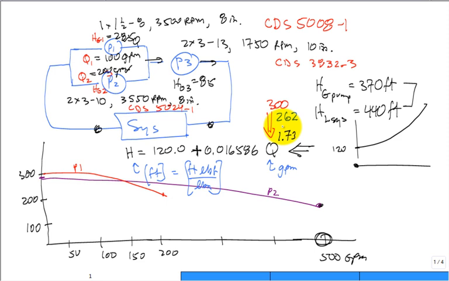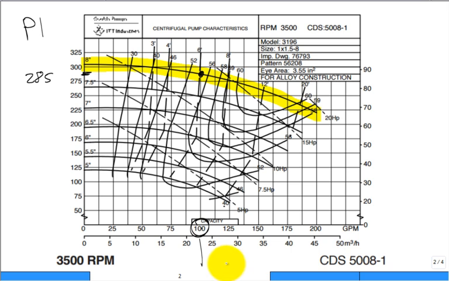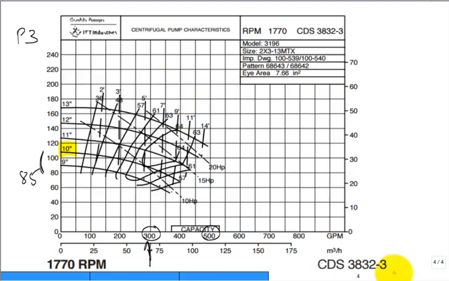Somebody says, check me on that. Okay, well, what I'd do is I'd come over here and I'd say, let me do this first. I would do right here, I'd say, give me 262 somewhere in here. That's 250. Right there is 262. Come up, hit right there, and read off the head that is gained across that third pump. And what is our head gain across that third pump? Can you read that? It's 90 what?